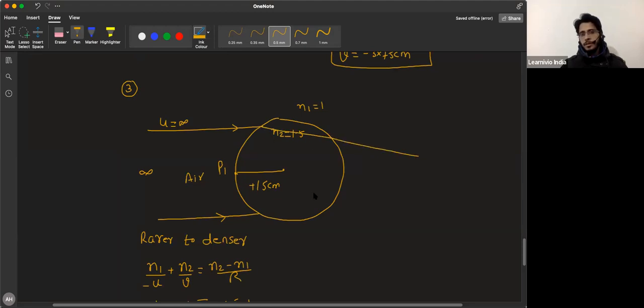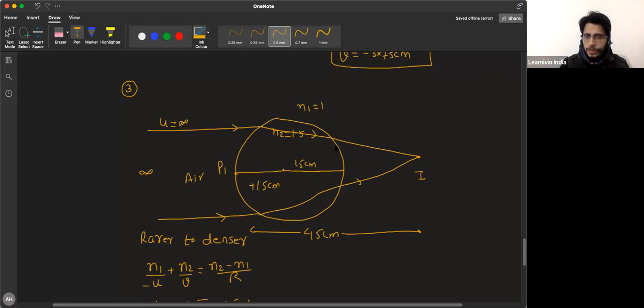But see, 45 centimeter is outside the sphere. Here, this is the image. But it's not possible because if you converge the rays at 45 centimeter from this point, then it will again refract over the surface. So you have to consider second refraction also here.